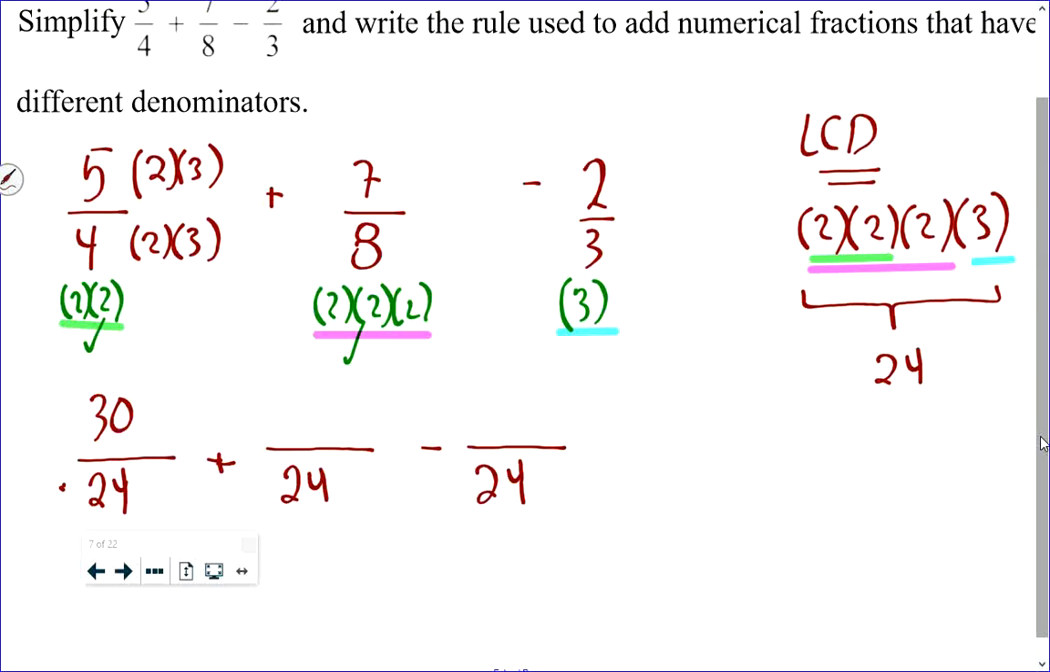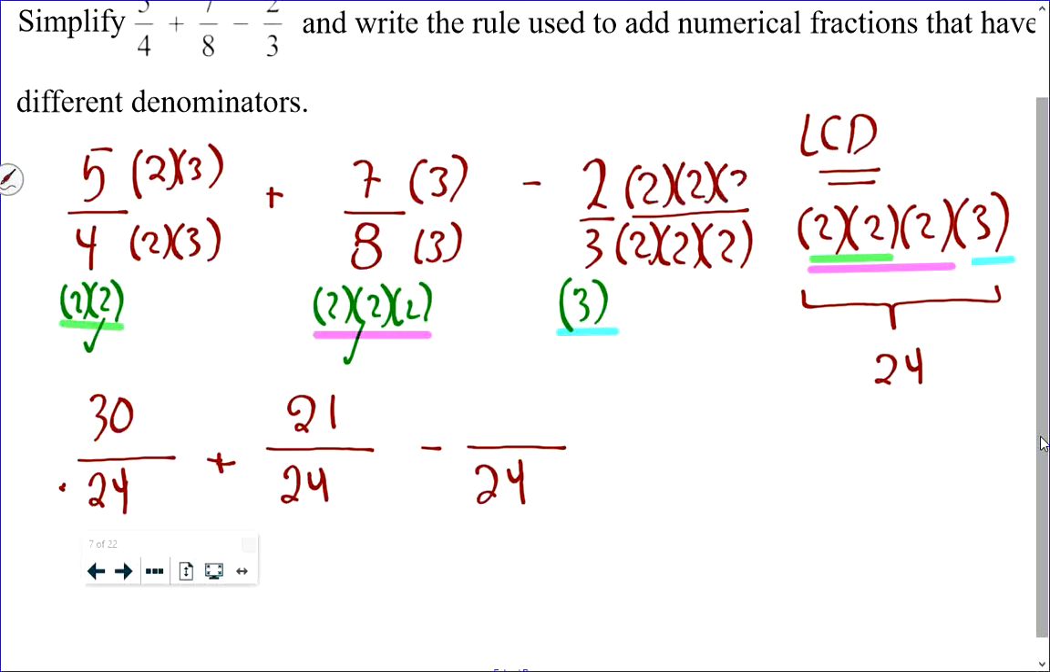Over here, what am I missing? Well, I've got 2 times 2 times 2. I'm missing a 3. I got to multiply the top and the bottom by 3 to get 24. And here, well, geez, all I have is a 3. I got to multiply by the 2 and the 2 and the 2. And I get it that me writing out 2 times 2 times 2 is probably more confusing than just saying I have to multiply by 8. But when we get to rational expressions, you got to write them all out separately. You need to see all of those factors. What do I get, 16?